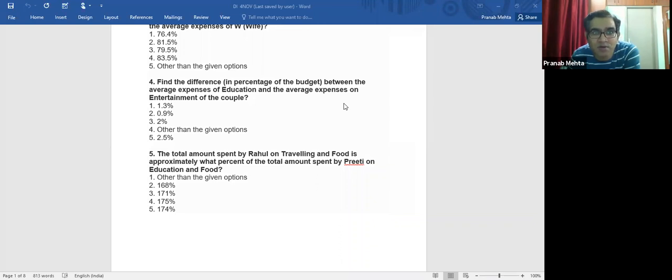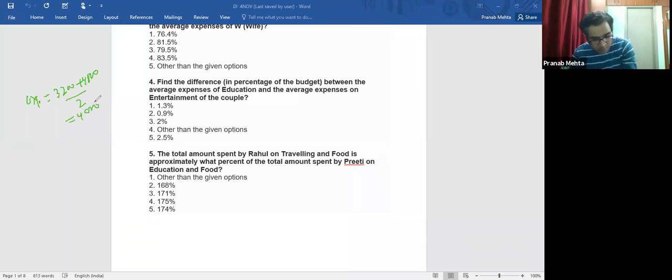Find the difference in percentage of the budget between the average expense of education and the average expense of entertainment of the couple. All right, this is an interesting question. We are talking about the couple. What is the average expense on education for husband and wife? It is 3,200 plus 4,800 divided by 2, which is 4,000. Have you understood this?